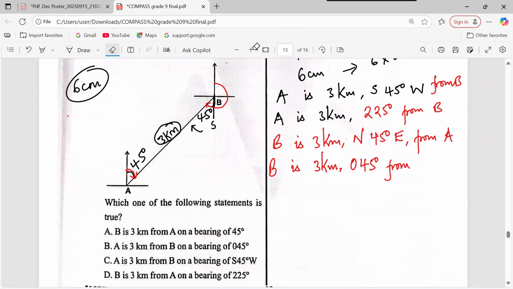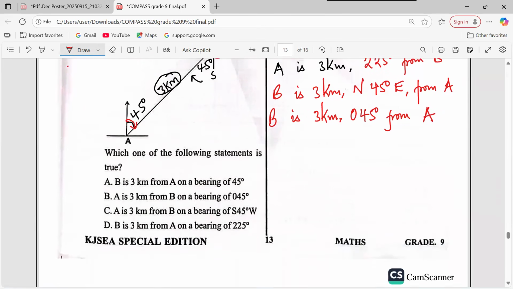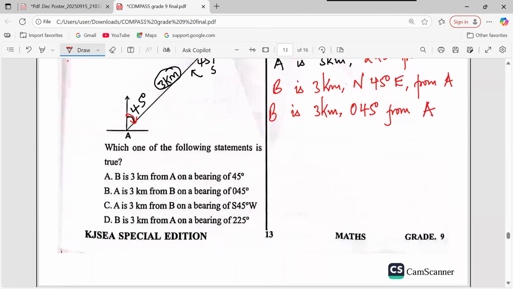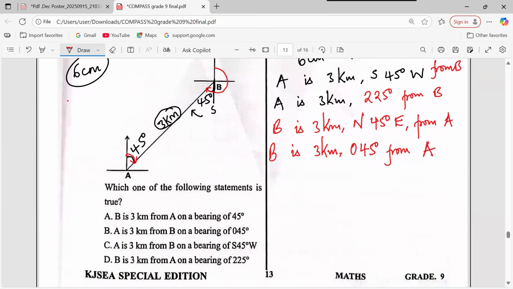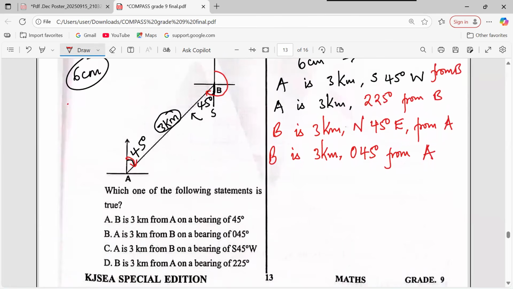Now with all this analysis, ladies and gentlemen, we should be able to get back to the choices and see which one is true, which one is not. Now B is 3 kilometers. That is true. From A, on a bearing of 45. So if you state it as 45, then you are wrong. So we eliminate A.